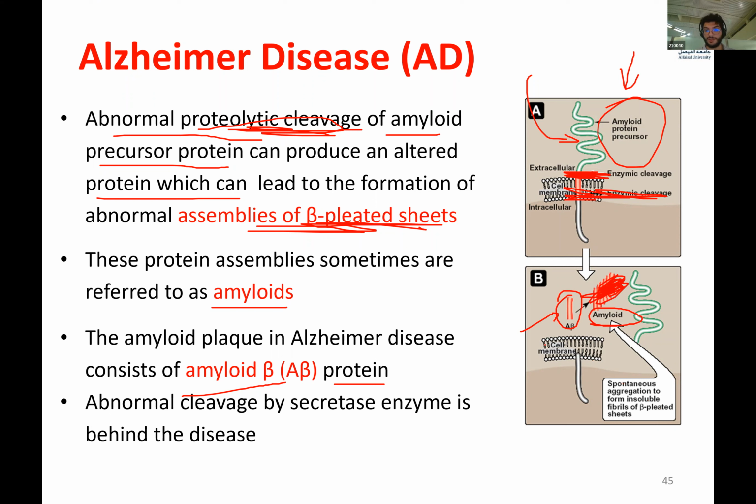If you want the specific name, if you have time to memorize it, it's known as an amyloid beta protein. They come together to form amyloids. That's it. So they aggregate together.